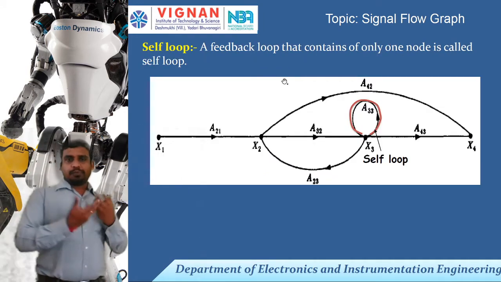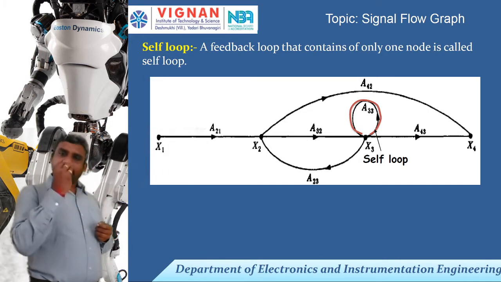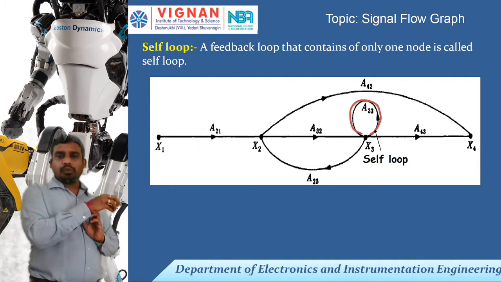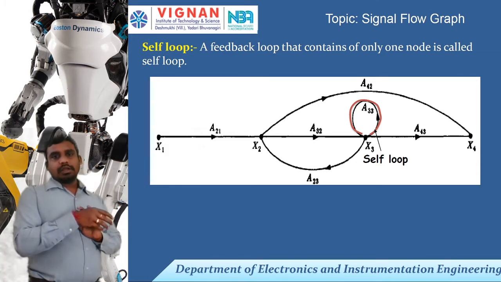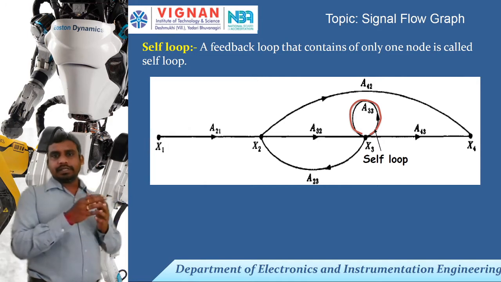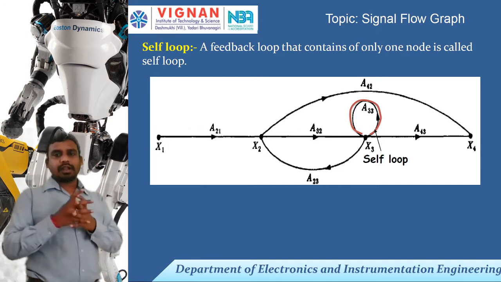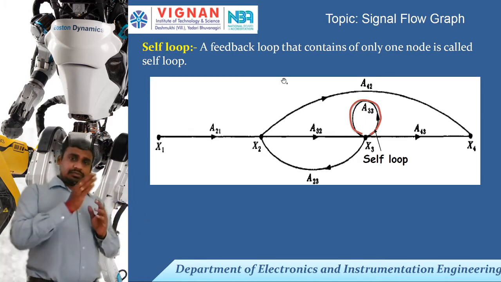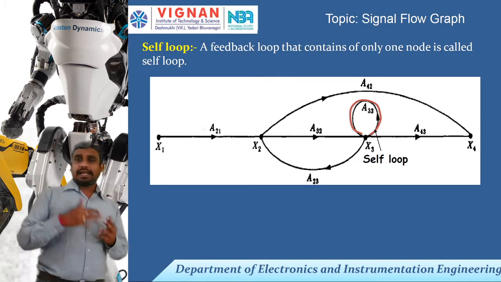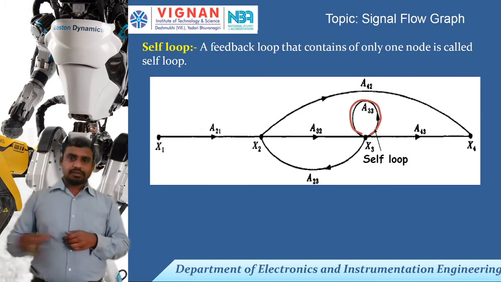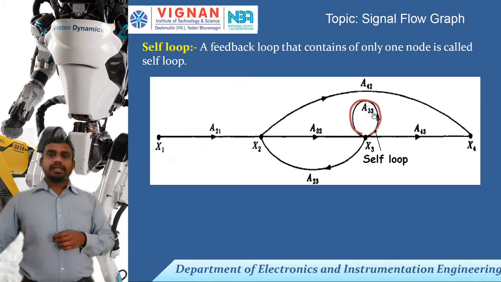Similarly, what is a self loop? Loop is nothing but a signal which starts from one node and ends at the same node. But if there are no other nodes involved in the loop in the signal flow graph, then that loop is called a self loop. It starts at the same node, ends at the same node, but doesn't travel through any other node, right? So you can see here, this is the self loop.